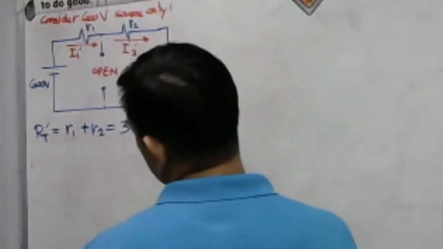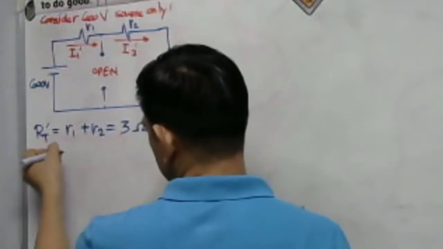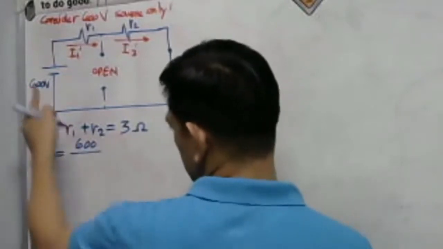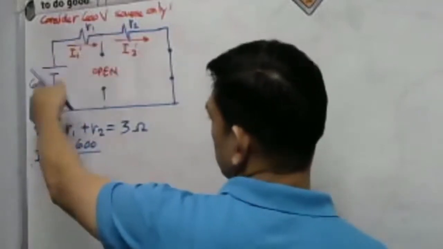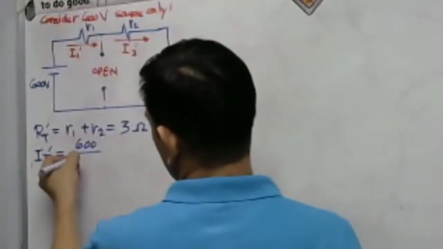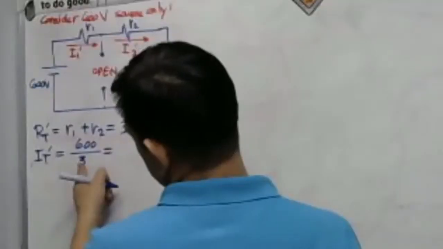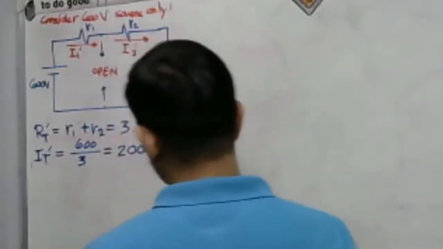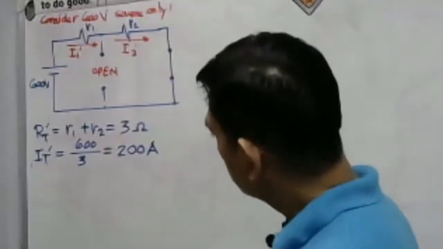And then, we are going to calculate our I total prime. By Ohm's law, so we have here the voltage source of 600 over the combination of R1 and R2. That is just simply a series circuit. It is equal to 3. Okay? 600 divided by 3. 200. Right? That is 200 amperes. Okay? See? That is 200 amperes.